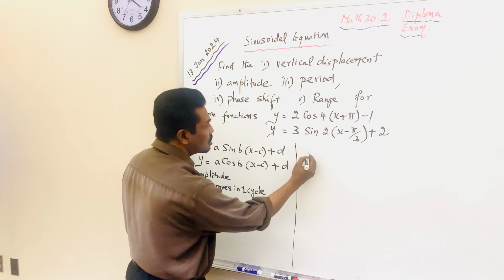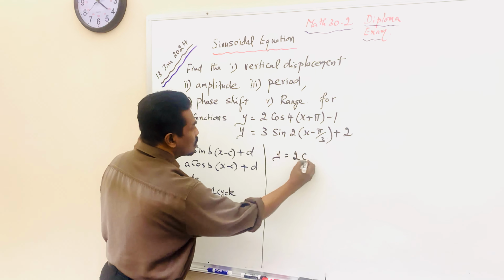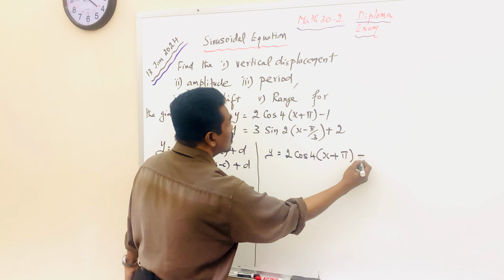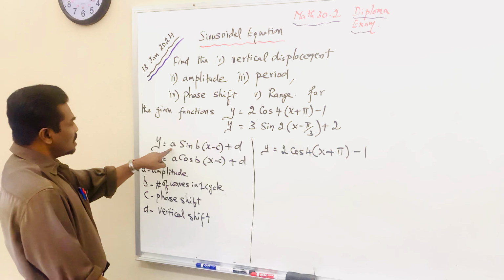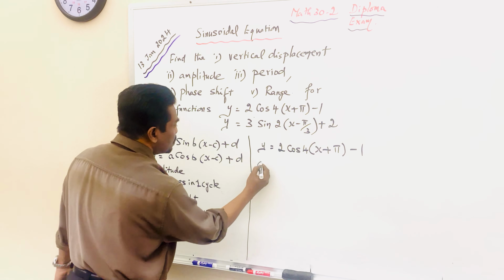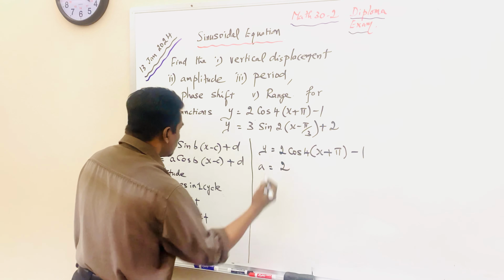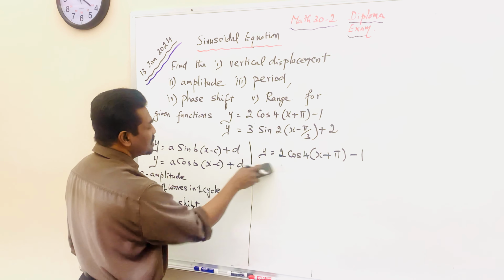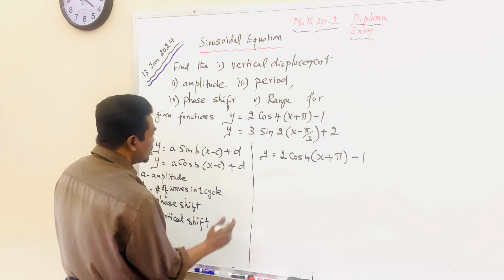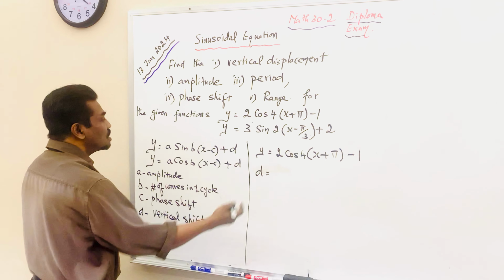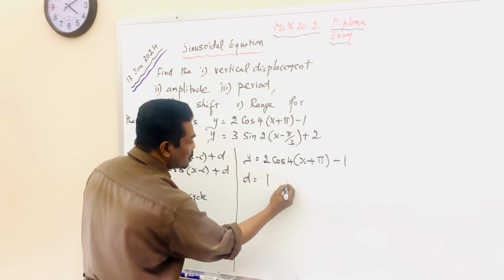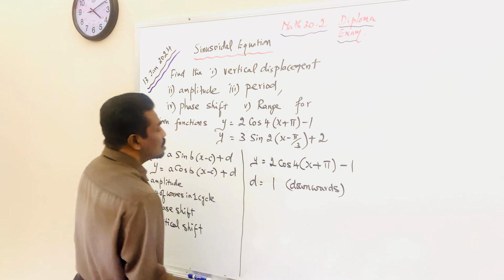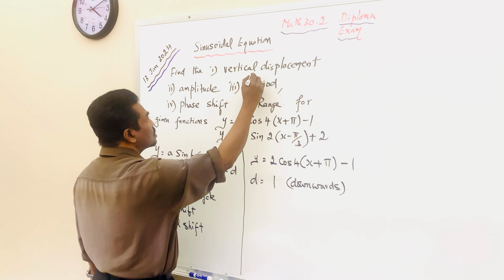So the first equation is y = 2 cos(4x + pi) - 1. First we can see the amplitude, A, which equals 2. First they are asking for the vertical displacement. Vertical displacement means this one, D. In this case it is 1, and yes, it is negative, so it is downwards. That is the vertical displacement. So we did that one.